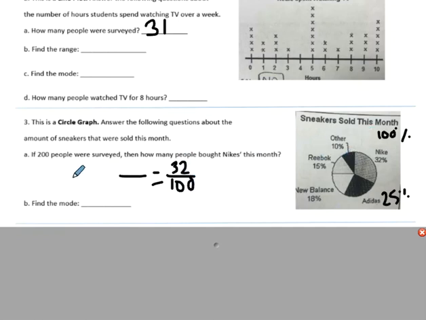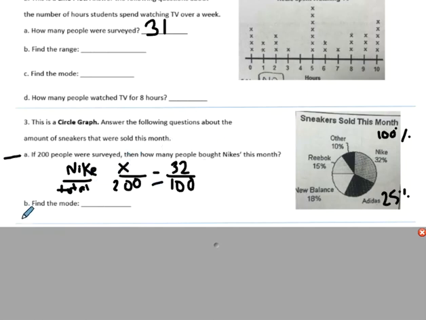So 32 people bought Nikes, so I'll just label this. And then I want to know how many people, that's the percent. I want to know how many people that translates to. So I don't know how many people it does, but I know that 200 people were surveyed, or it says if. So the bottom is really your total, and the top is the Nikes. Okay, so you're going to go ahead and cross multiply and figure out what X is.